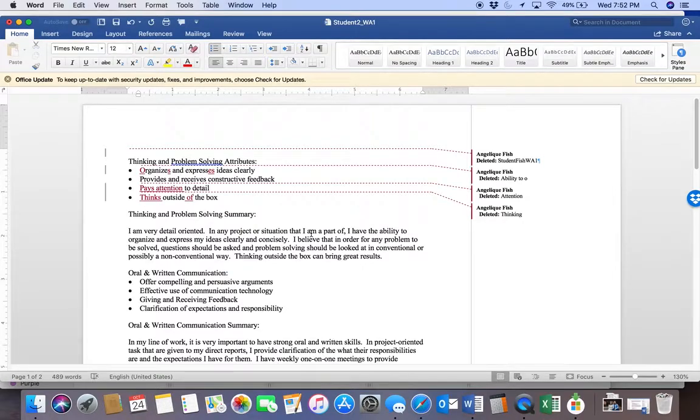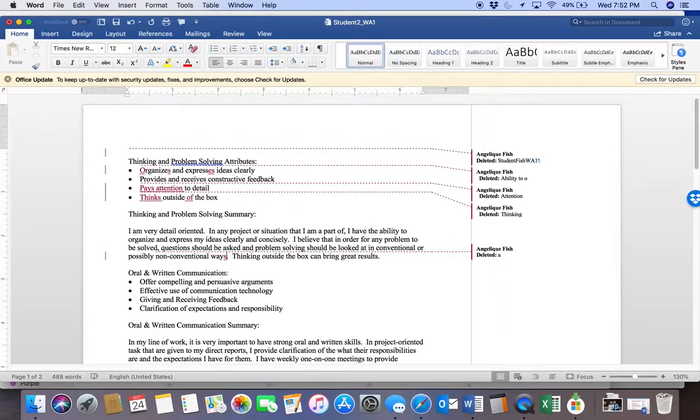I believe that in order for any problem to be solved, questions should be asked and problem solving should be looked at in conventional or possibly. So the word a here is because we're saying conventional like generically, and then now we're saying a as in more like one. So in conventional or possibly non-conventional ways, thinking outside the box can bring great results.